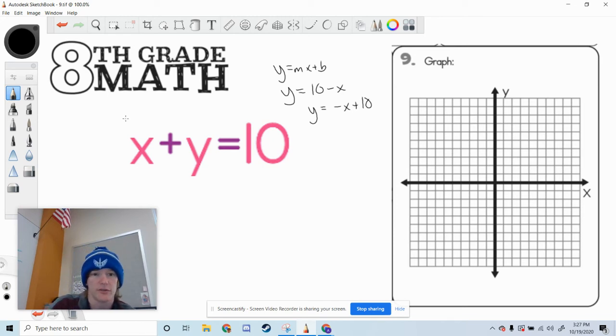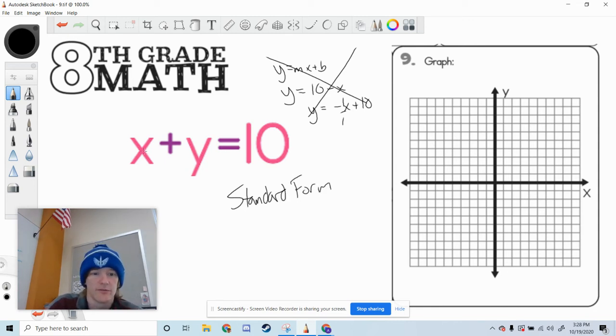But I want to show you a new way, okay? I want to show you, we could have started at 10. We could go down 1 over 1, down 1 over 1, down 1 over 1, and we're going to have a line that goes diagonally like this. But let me show you a new way. New way here is using standard form.